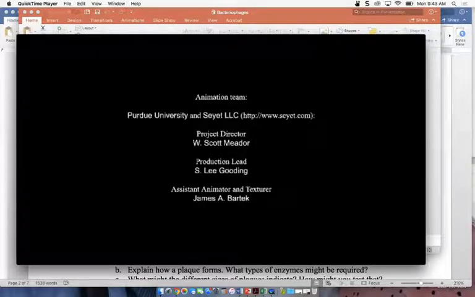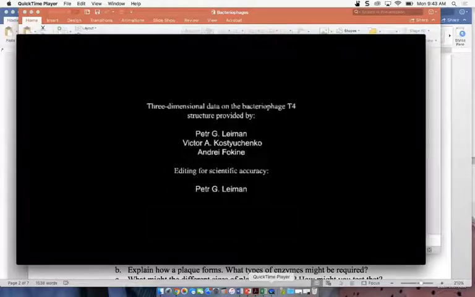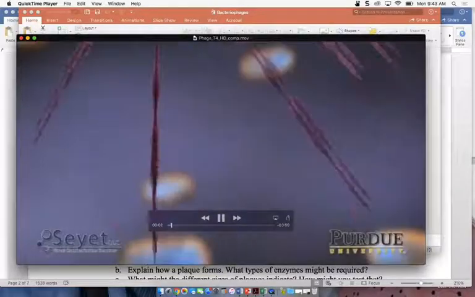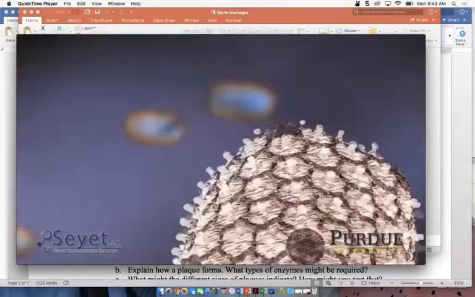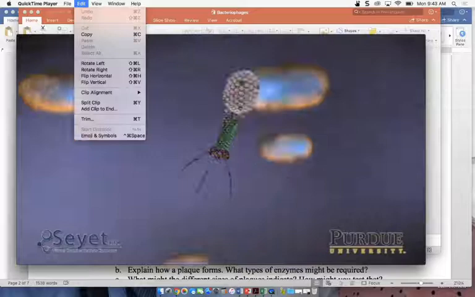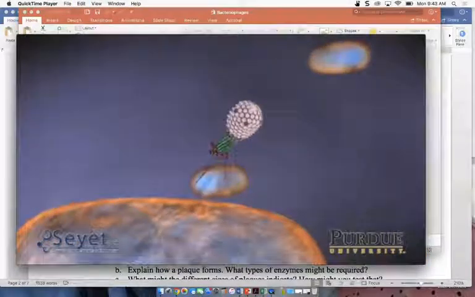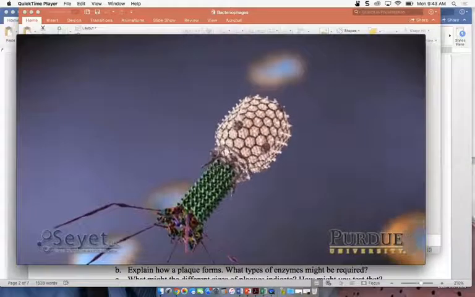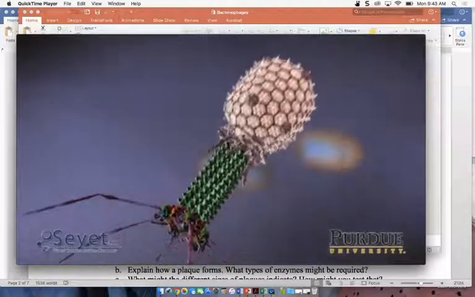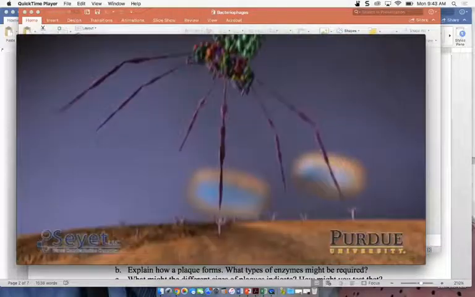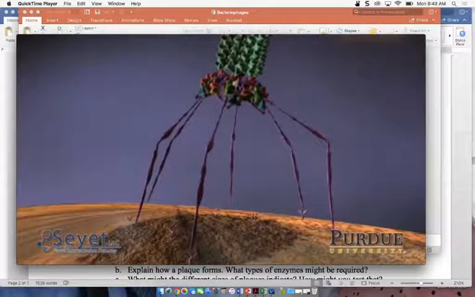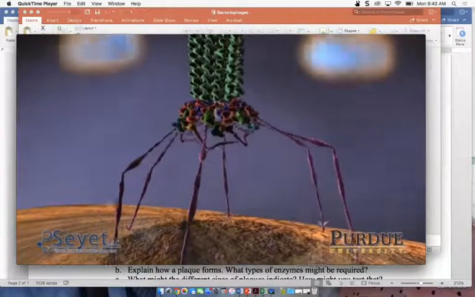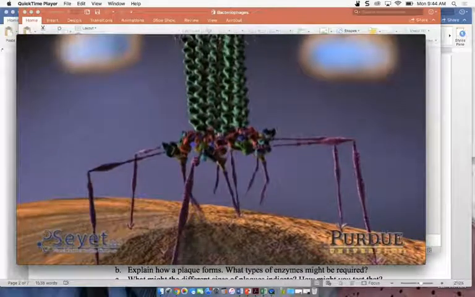Shall we watch again? Yes. Follow through again. Actually, it'd be nice to play this at half speed, but I don't know how to do that. It's okay. The mothership is... Are those things that extend out the base plate? Yeah.